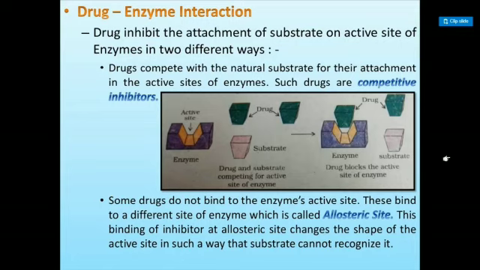Listen to it very carefully. The first type is that the drug acts on the active site, but sometimes some drugs do not bind with the active sites. They bind with another site and change the shape of the enzyme.